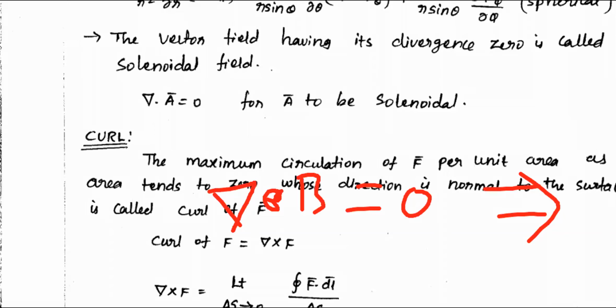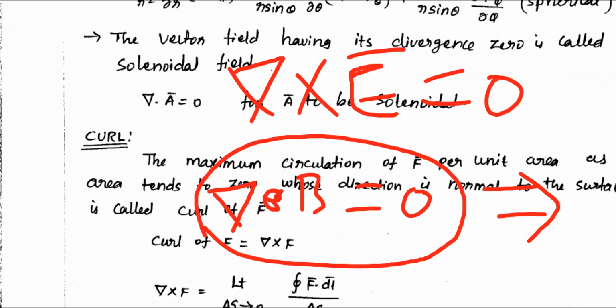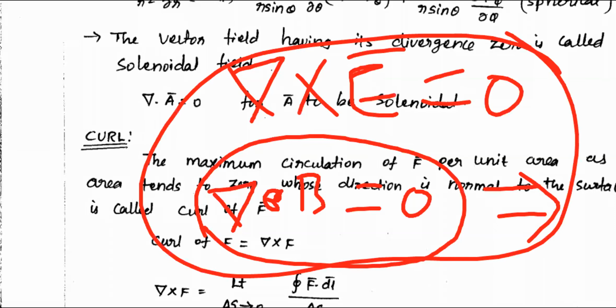That means only a magnetic dipole exists. That means always N with S will exist. N alone cannot exist, or S alone cannot exist, by nature. That's why del dot B is always 0. Similarly, del cross E is always 0. Please note down, they are just opposite to each other.